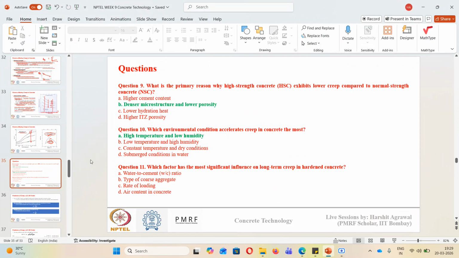Is it C, rate of loading? Rate of loading is constant. When we talk about creep loading, we are not increasing the rate. The rate is kept constant, loading is constant. It is the time for how much time we have kept the concrete under loading. It is like sustained load. Load is not changing, it is maintained.